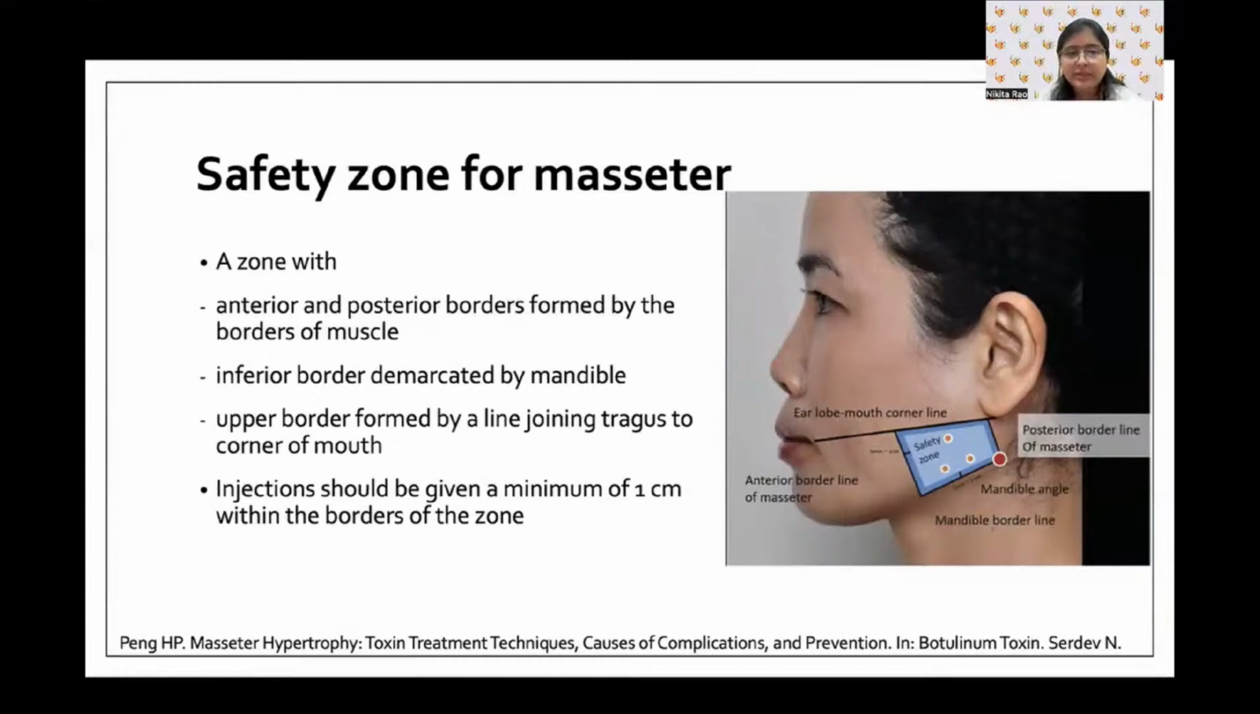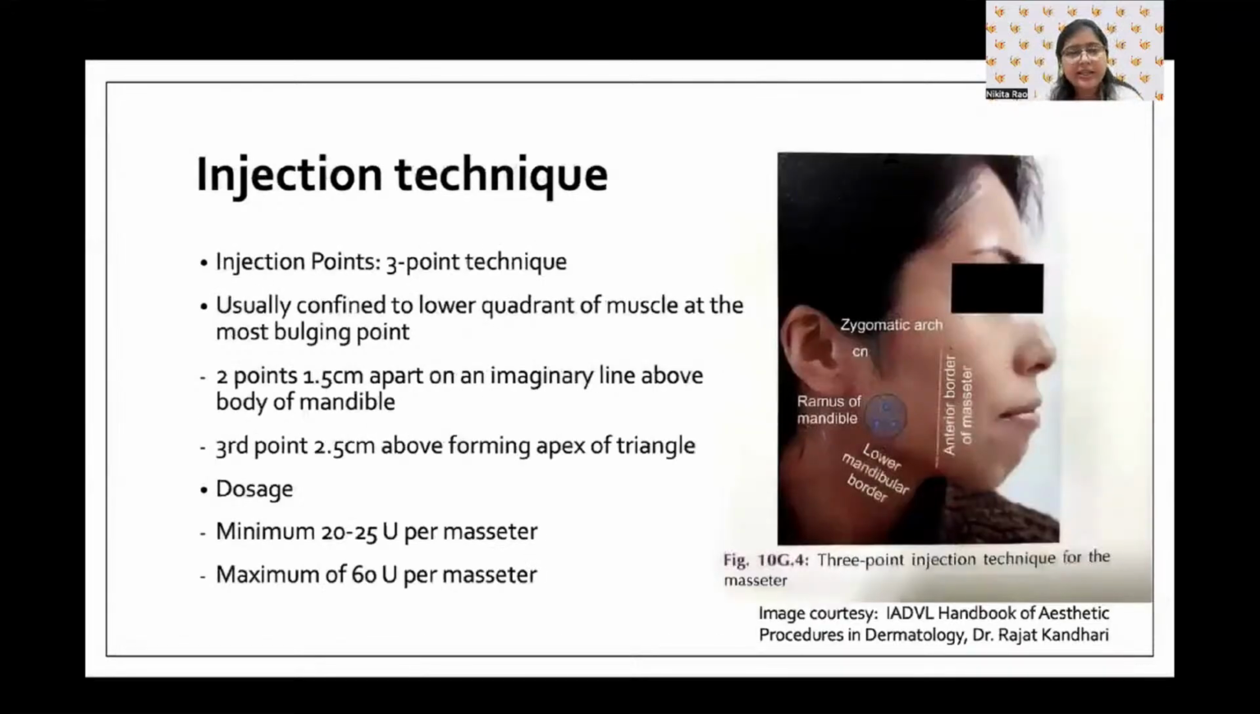The inferior border is demarcated by the mandible and the upper border is formed by a line joining the tragus to the corner of the mouth. Now, injection should be given a minimum of 1 centimeter within the borders of this zone. Injection technique: a 3-point technique is often used.